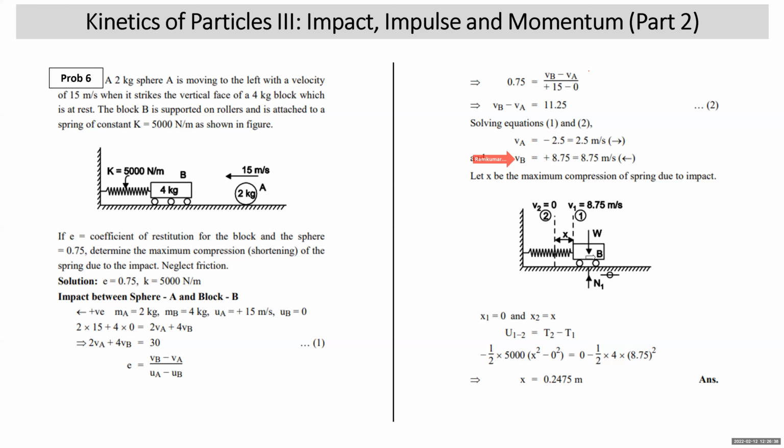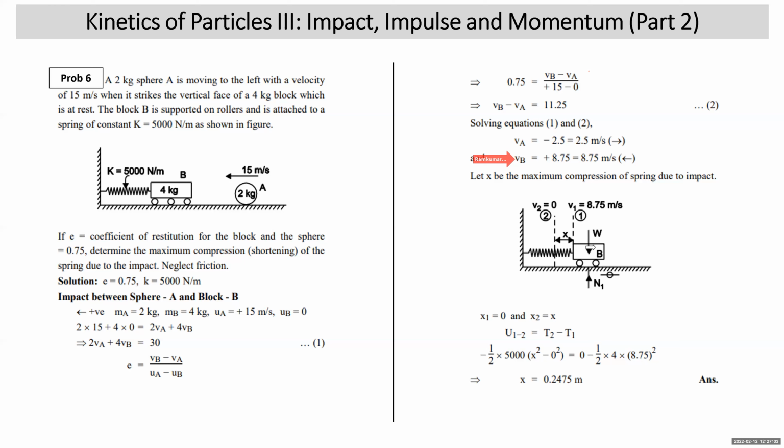See what happens. This is the block on which weight will act vertically down, normal reaction will act vertically up, friction is 0. In this position, velocity is 8.75 meter per second. As this block has gained the velocity 8.75 meter per second, it will continue to compress the spring till it comes to rest. At that stage, compression of the spring will be maximum. All right. So x is the maximum compression due to impact.